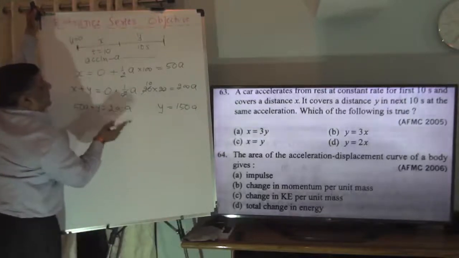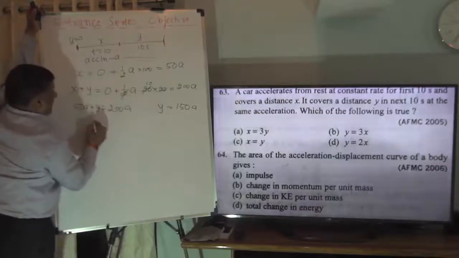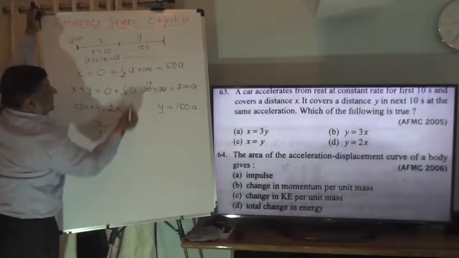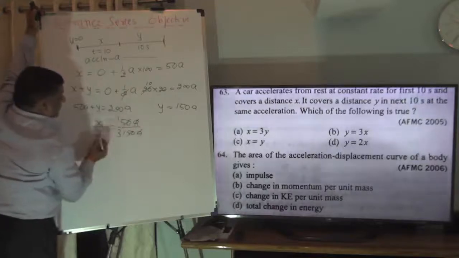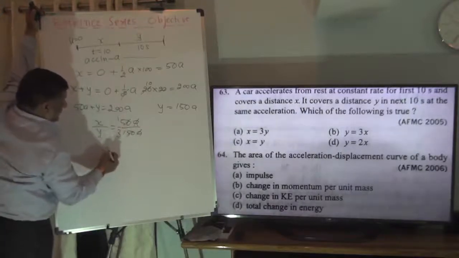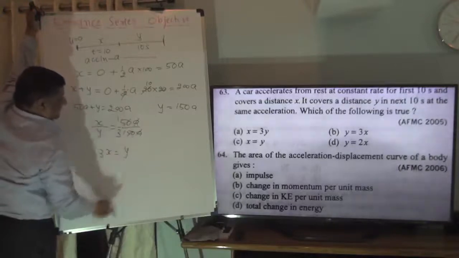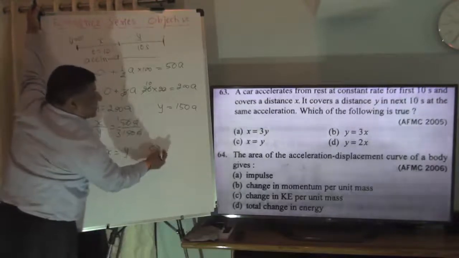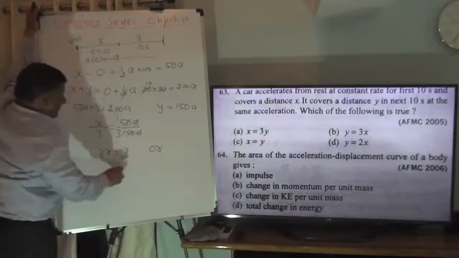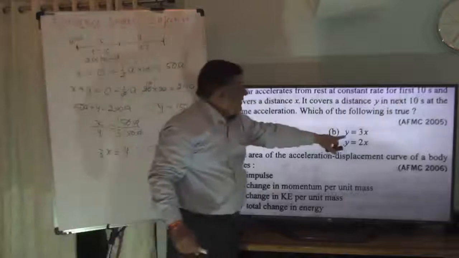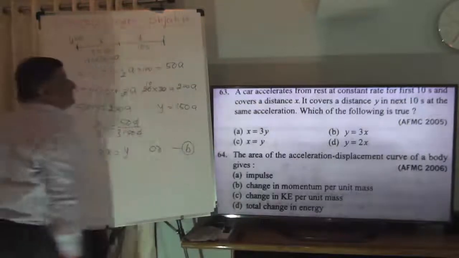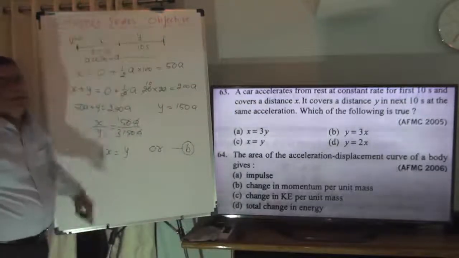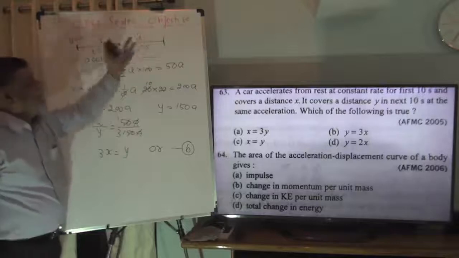Now the ratio of x to y. x upon y is equal to 50a upon 150a. So here 3x is equal to y, yes, y is equal to 3x. We get this option here. y is equal to 3x. So our right option is B. This is what you have done in the same manner. Earlier it was vertical motion, here it is horizontal motion.